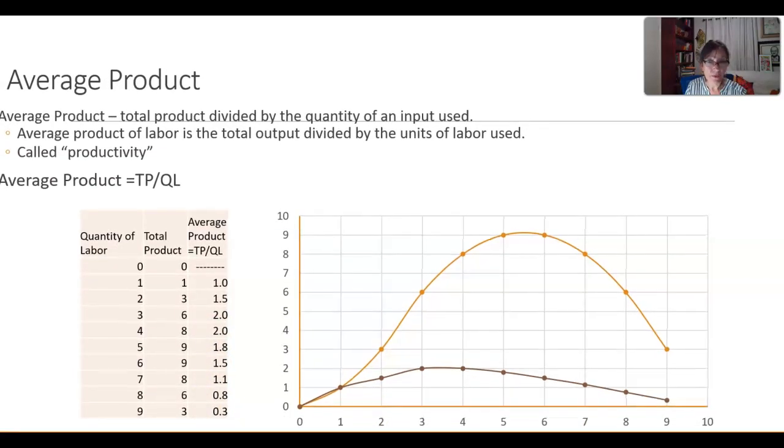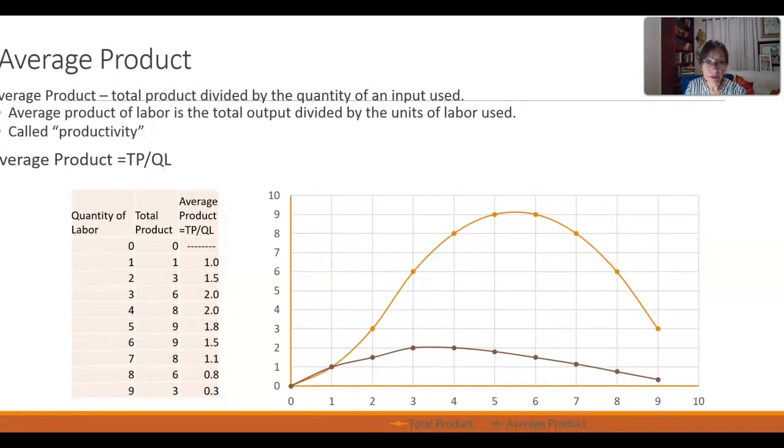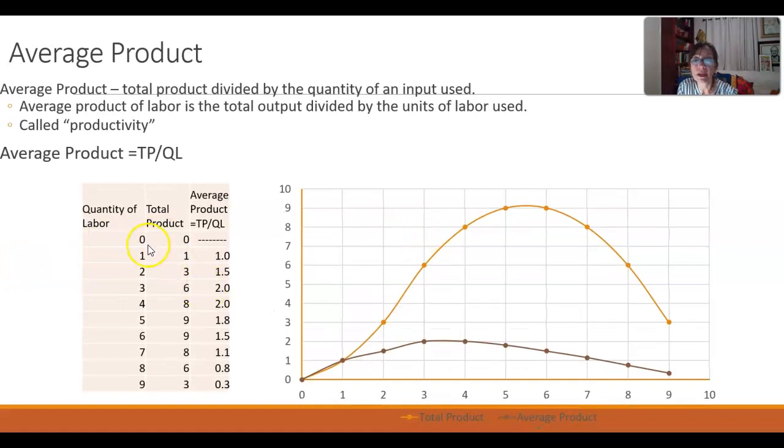Okay, so I'm going to move this a little bit here. Okay, so here we have these little graphs, right, quantity of labor and total product. So when we're producing, we have one person working, 1 unit of output. So 1 divided by 1 gives us an average product of 1. We hire a second person, and these two people together make 3 sandwiches.